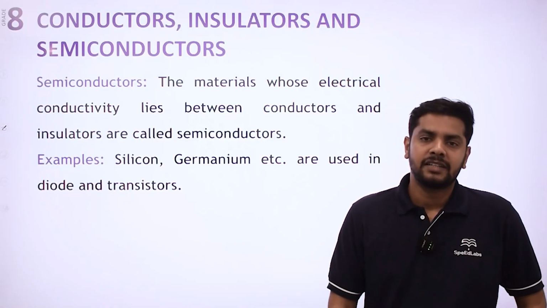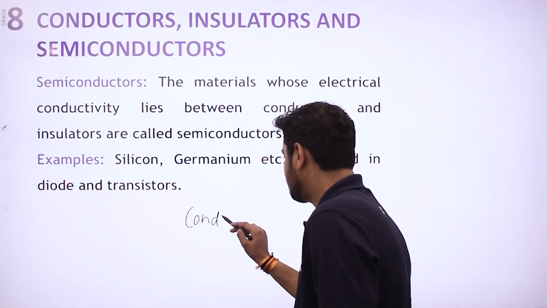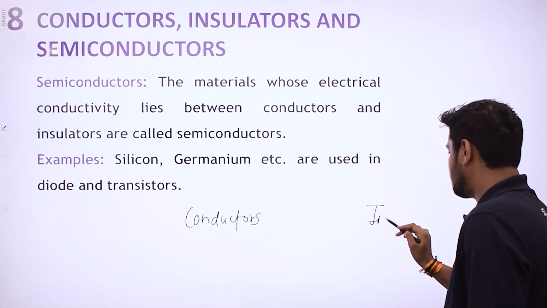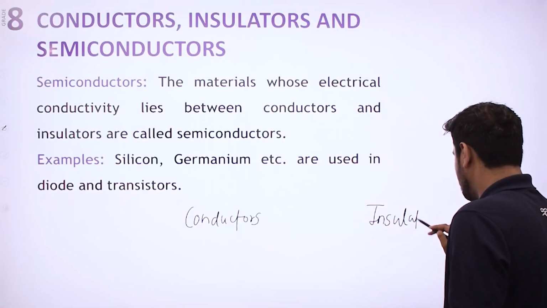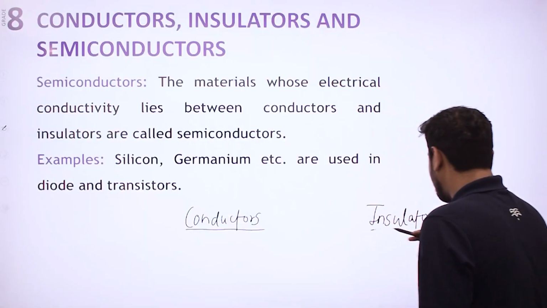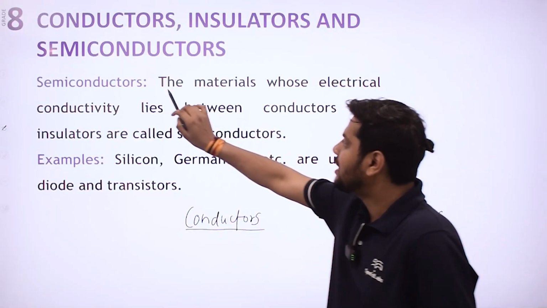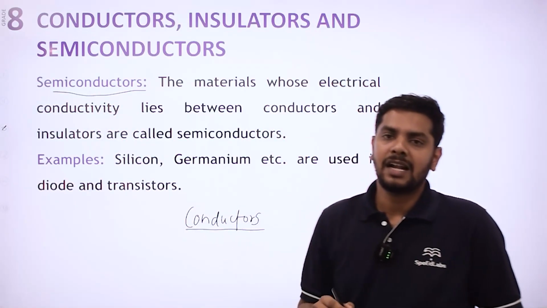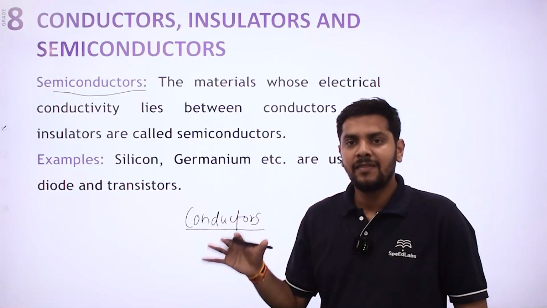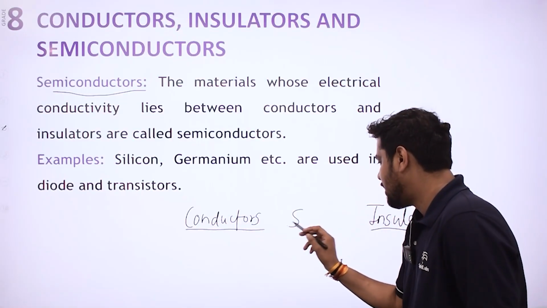Semiconductors, this is your third type, students. Let's say I have conductors, one type of material, and insulators, another material. There comes one more type, known as semiconductors. Semiconductor means a little bit of a conductor. They are not proper conductors, but they will allow current to pass through them also.